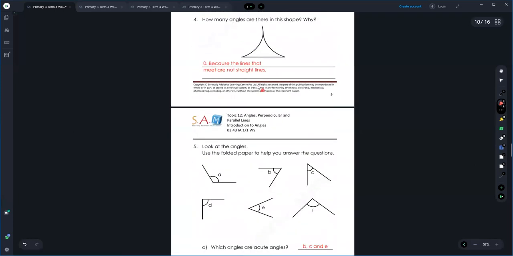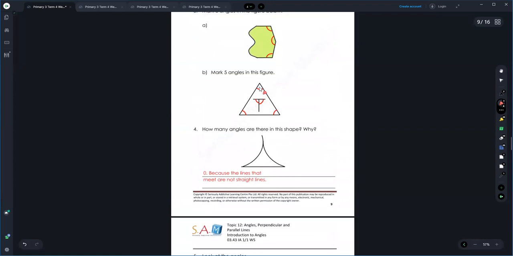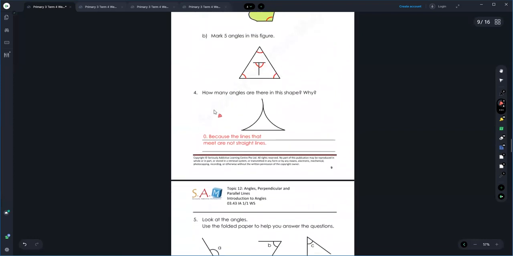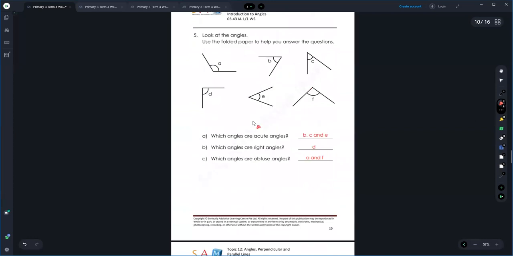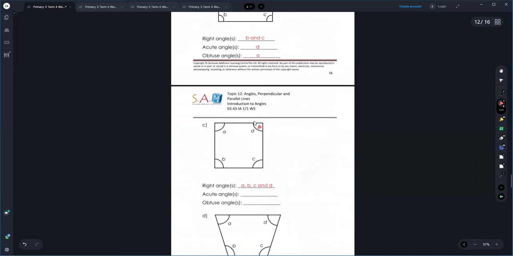After that, questions are quite straightforward, but perhaps get them to do question 4. Ask them how many angles are there in the shape. I think many will still get it wrong. The correct answer is no angles. Why? Because they are not straight lines.